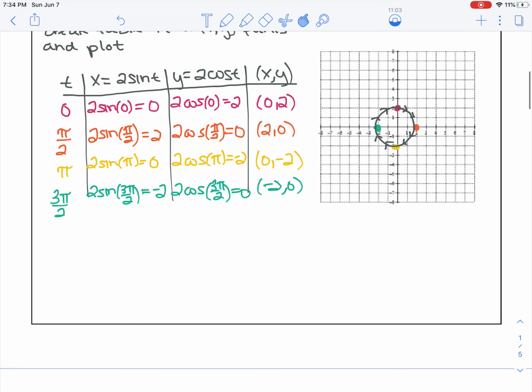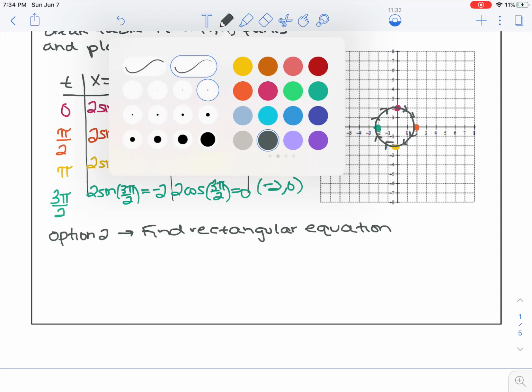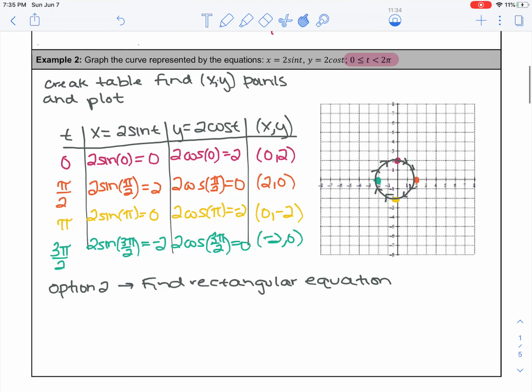Okay, our second option. We have another way that we can graph these, and that is to convert to a rectangular equation. If that is a function that you are familiar with, you could also go ahead and graph it from there. So we're going to use this as an opportunity to practice the skills that we talked about in example 1.